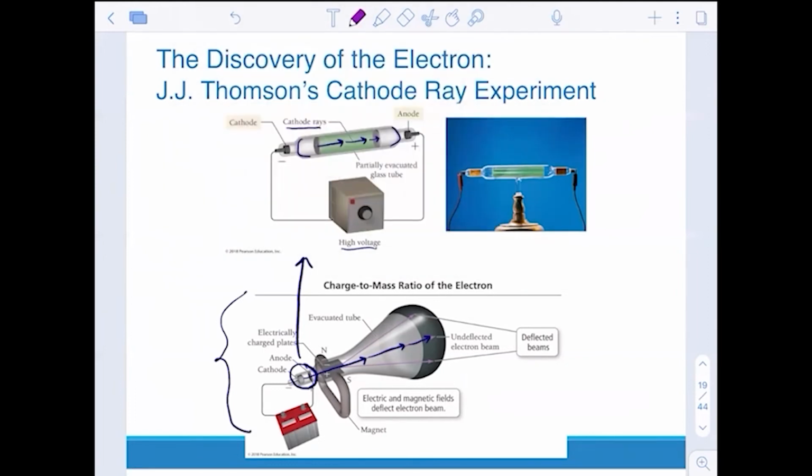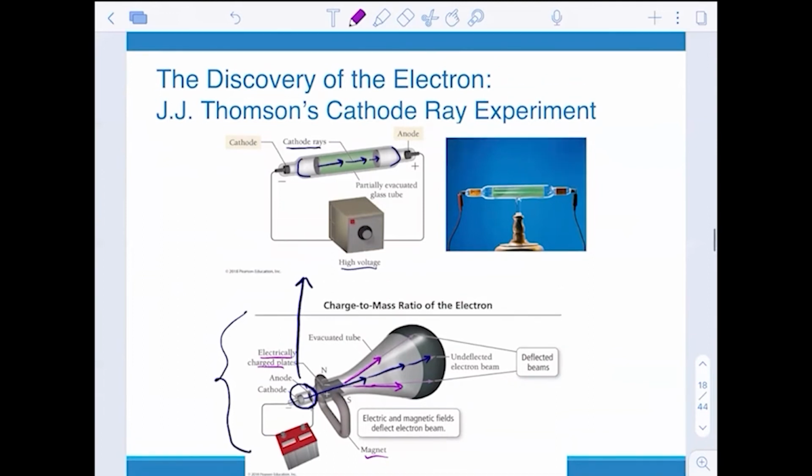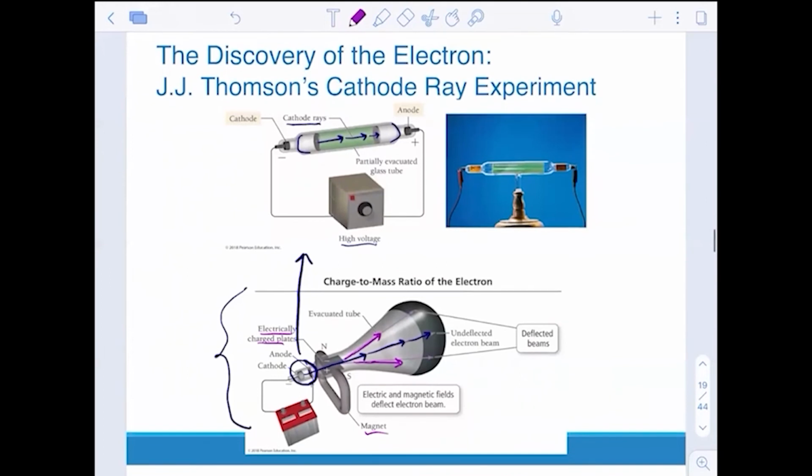But what he was able to do was take these electrically charged plates and a magnet and start to bend the actual beam in the backside of this evacuated tube. He kind of made it like a balloon shape so that he could deflect. And the deflected beams, he was able to actually measure the amount of deflection, the mass of then the charge to mass ratio. Notice for his experiment, that charge to mass ratio, he was not able to find the actual charge or the mass itself, just the ratio. And that was it.